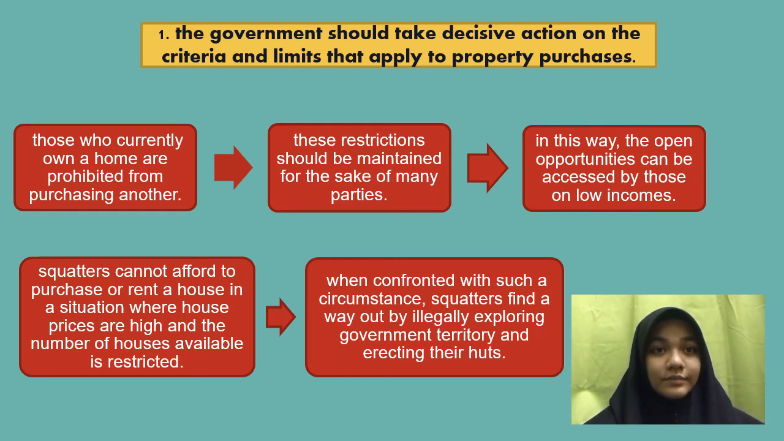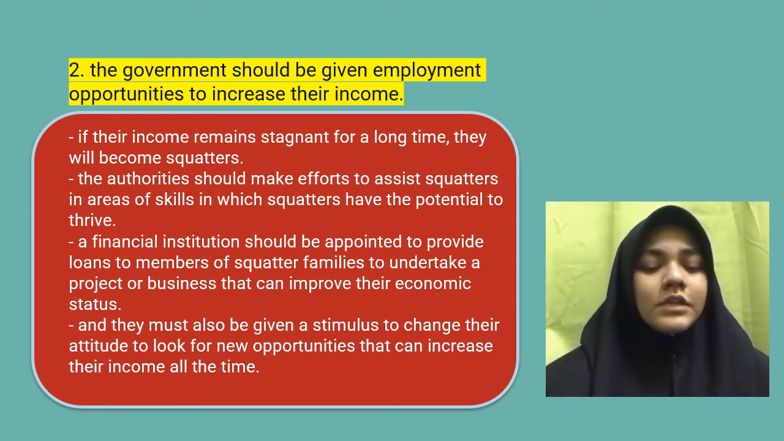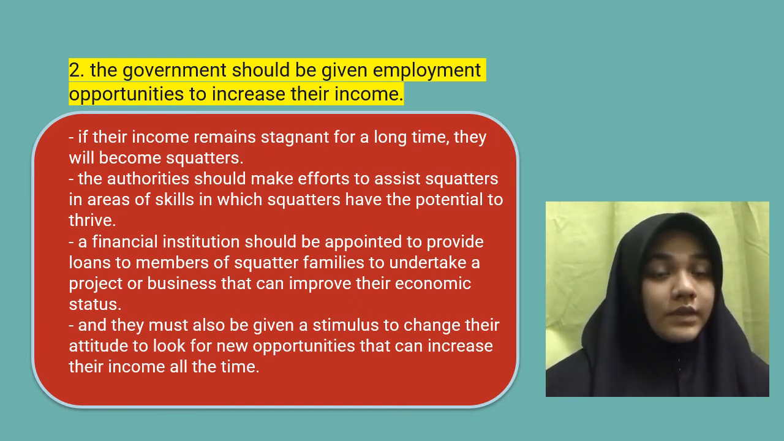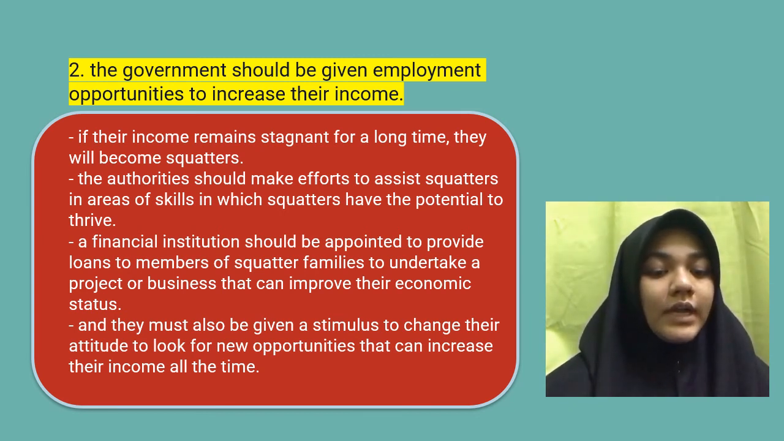For the second point, the government should provide employment opportunities to increase the squatters' income. If their income remains stagnant for a long time, they will become squatters. The authorities should make an effort to assist the squatters in a certain area with a certain skill in which they have the potential to thrive. In addition, those with specific experience may be involved in a specific area of business. A financial institution should be appointed to provide loans to members of squatters' families to undertake a project or business that can improve their economic status. They must also be given stimulus opportunities that can increase their income from time to time.